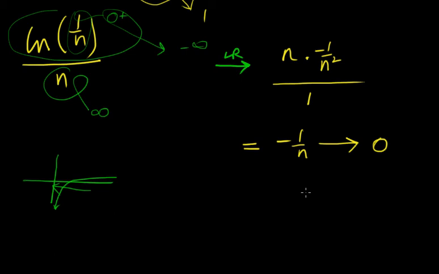Is that kind of a surprise to you? We have a quotient where the numerator is becoming negative without bound, the denominator is becoming positive without bound, and yet the quotient is becoming arbitrarily close to 0 by just going far enough out in the sequence.